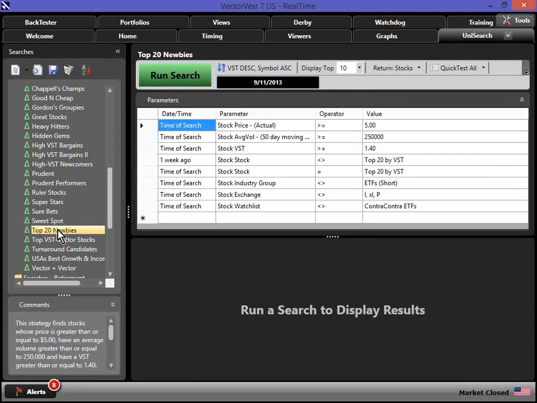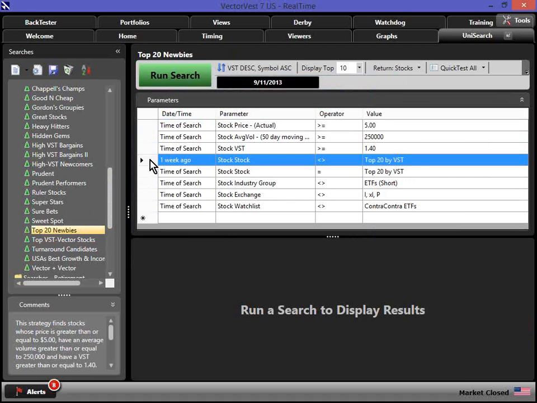What is that? Top 20 newbies is one of those searches where it's looking for the stocks. Here are the 2 main criteria. 1 week ago, the stock was not equal. This means not equal to. 1 week ago, they were not in the top 20 VST.